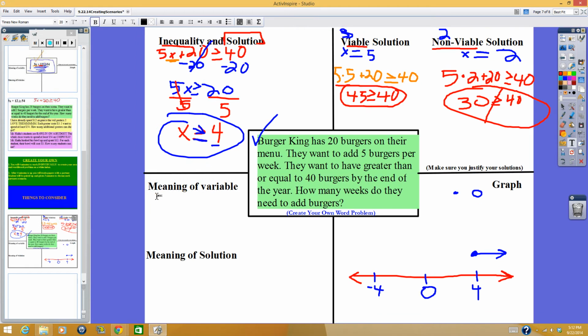The meaning of the variable. For the meaning of your variable, I want you to think what's happening in your problem. So like I said last week when we talked about the ice cream cone, it would be the number of toppings, right? For this problem, it would be the number of weeks that Burger King will be adding burgers to their menu.